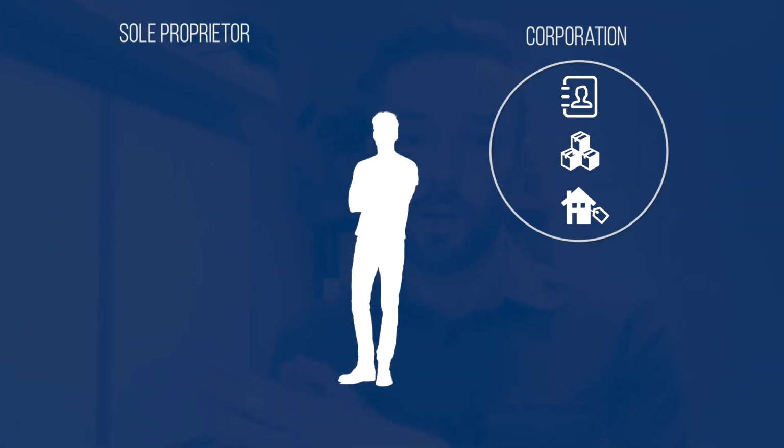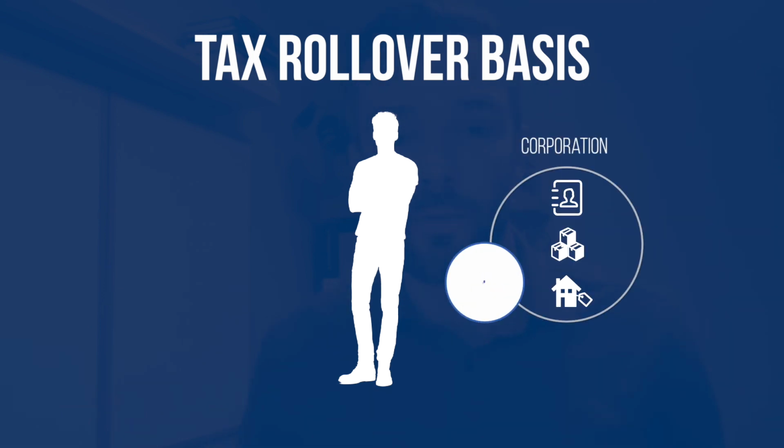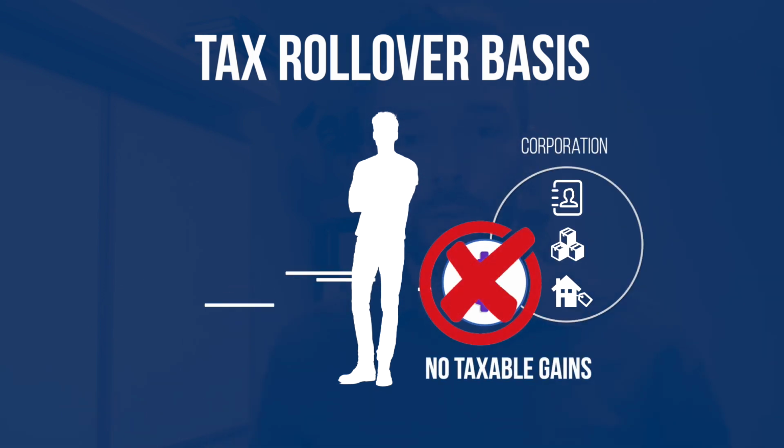So the CRA did recognize that this is a problematic situation for a lot of entrepreneurs who are transitioning from a sole proprietorship to a corporation. So some time ago, they introduced Section 85 of the Income Tax Act. What a Section 85 rollover permits an entrepreneur to do is to transfer that property under the sole proprietorship into the corporation on a tax rollover basis without realizing any sort of taxable gain on the transfer of property.